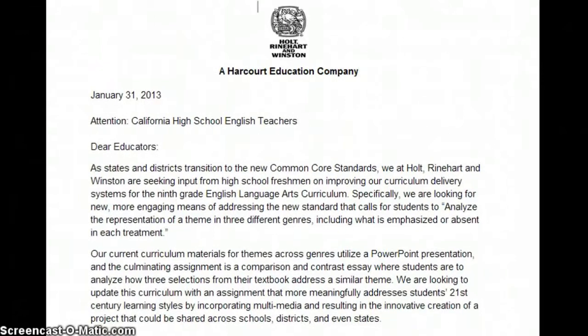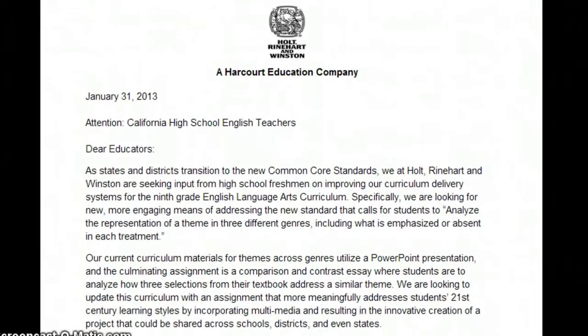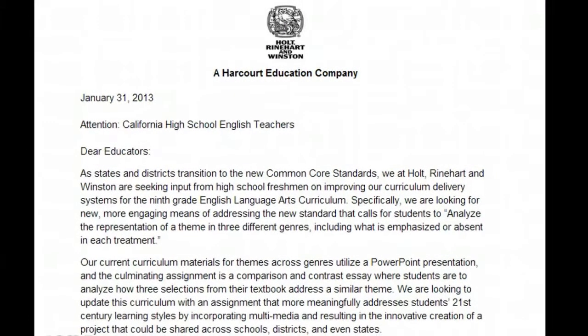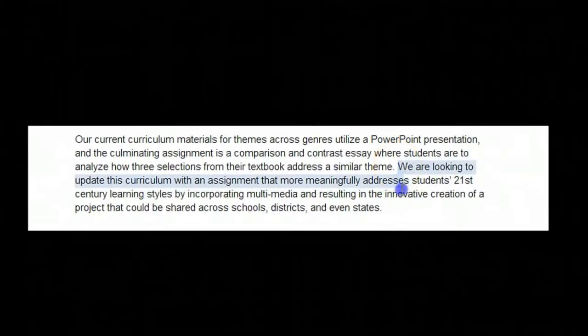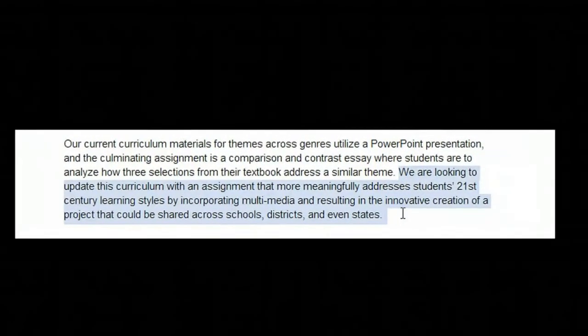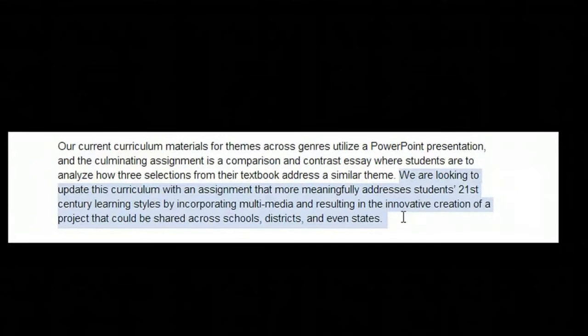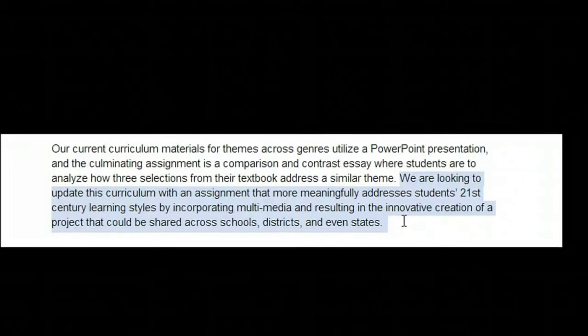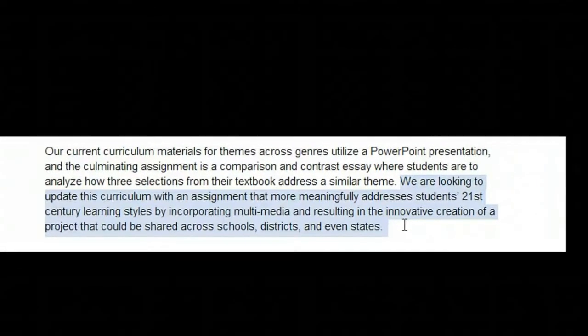Next came the entry document, which I distributed to the students. It was in the form of a letter from a textbook publisher, and it essentially asked the students to create a more meaningful, innovative way to teach themes across genres than the traditional textbook and essay.